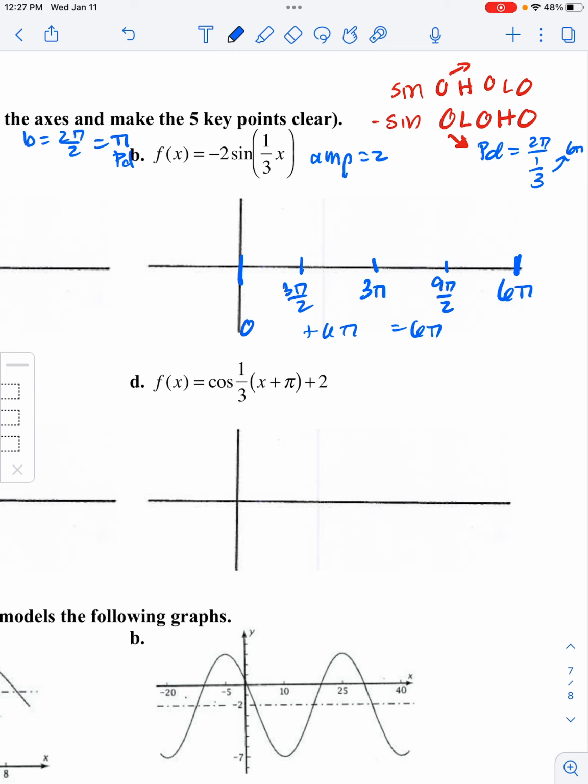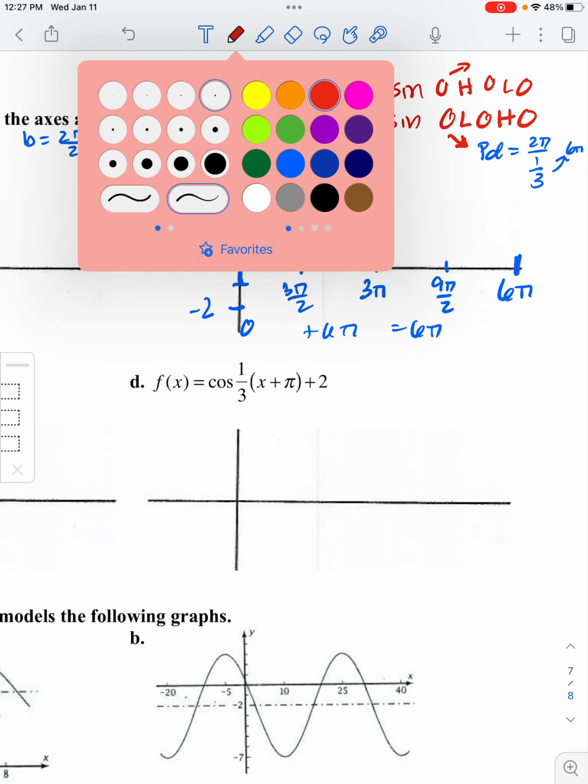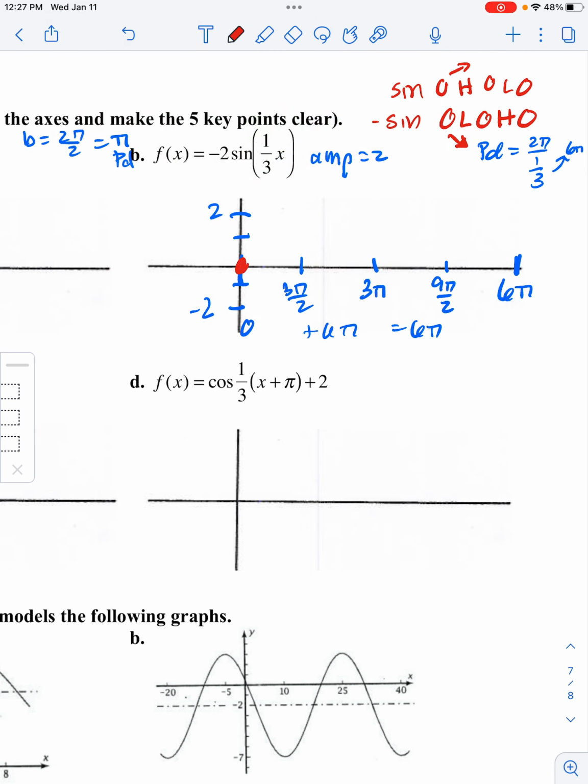And then I have my key features. My amplitude is 2, and it goes down 2. And then I look back at what I said for my shape, that it's going to go 0, low, 0, high, 0. And then I watch that concavity and curvature so that I get a good sine graph.